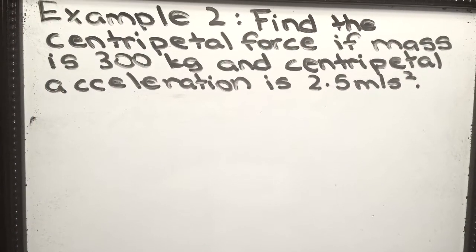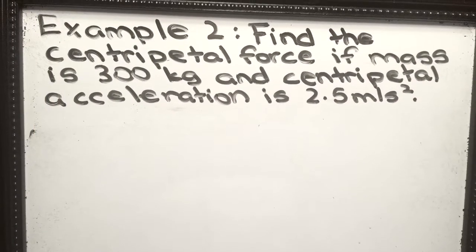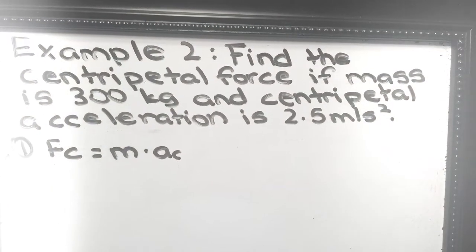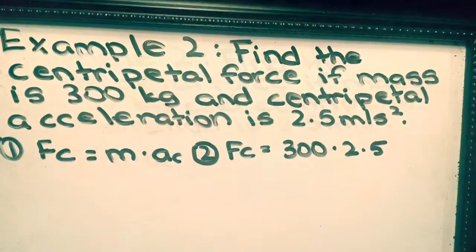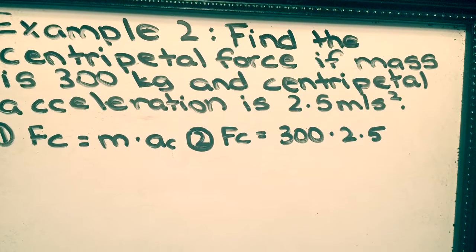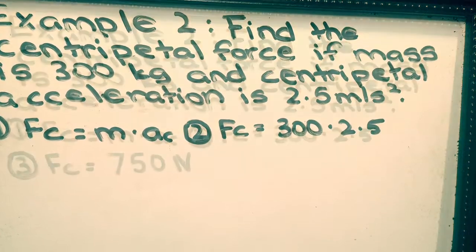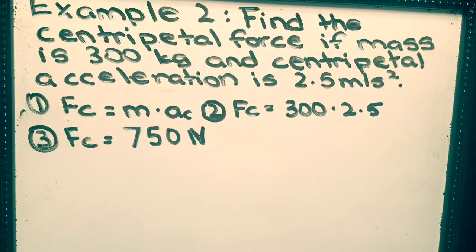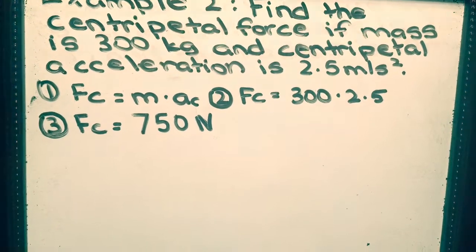Find the centripetal force if mass is 300 kilograms and the centripetal acceleration is 2.5 meters per second squared. The first step is to write down the formula. The next step is to plug in the numbers. For mass, it's 300, and for the centripetal acceleration, it is 2.5. The third step is to solve, and you will get 750 newtons by multiplying 300 times 2.5.